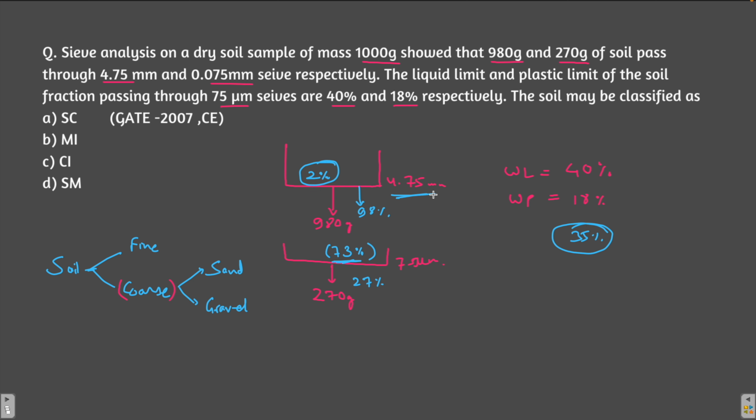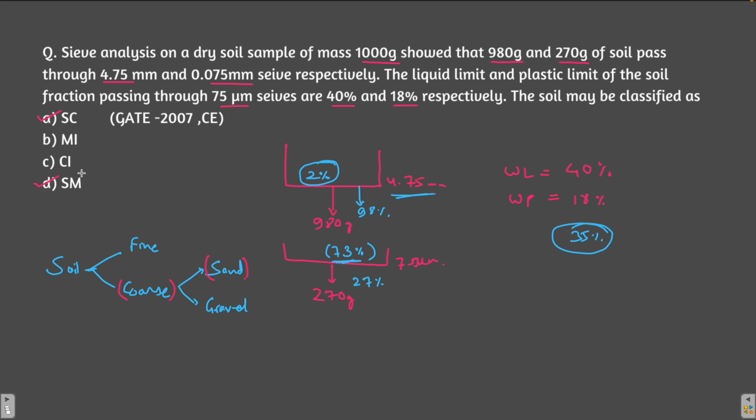But what is the scenario? The scenario is that only 2% of the soil is retained on 4.75 millimeter sieve. That means it is going to be a sand, definitely a sand. So our first part of the classification is done. We could identify that it is a sand. But there are two options showing here, that it could be a silty sand or it can be a clayey sand. What is the answer?